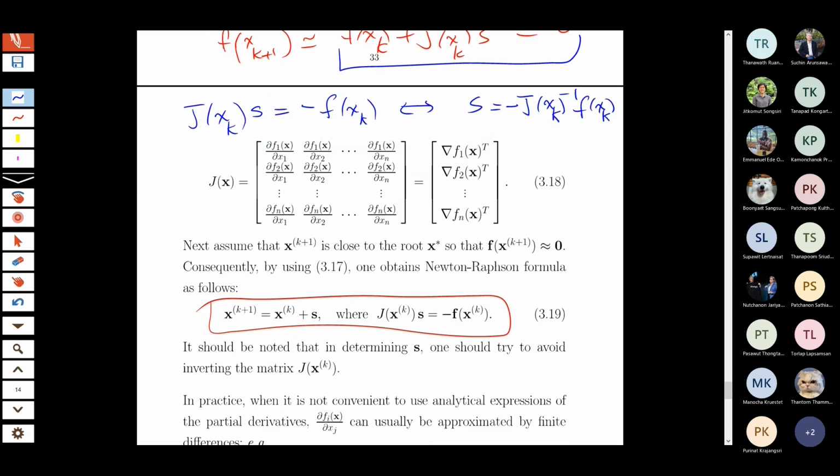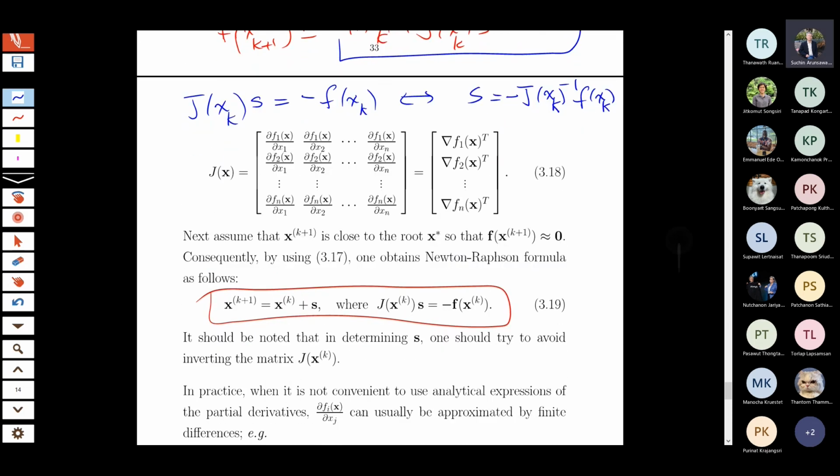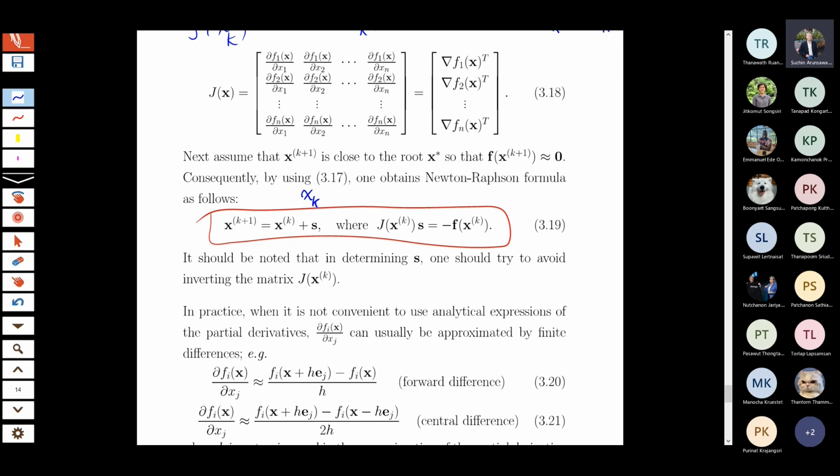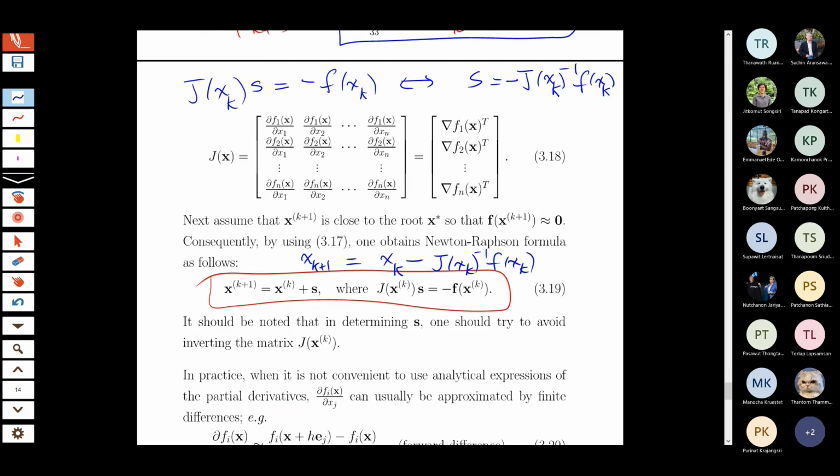Can you guess why I prefer this? Some people write x(k plus 1) equals xk minus J of xk inverse F(xk), right? So the two equations are equivalent, but I prefer 3.19. Can you guess why? Emmanuel?